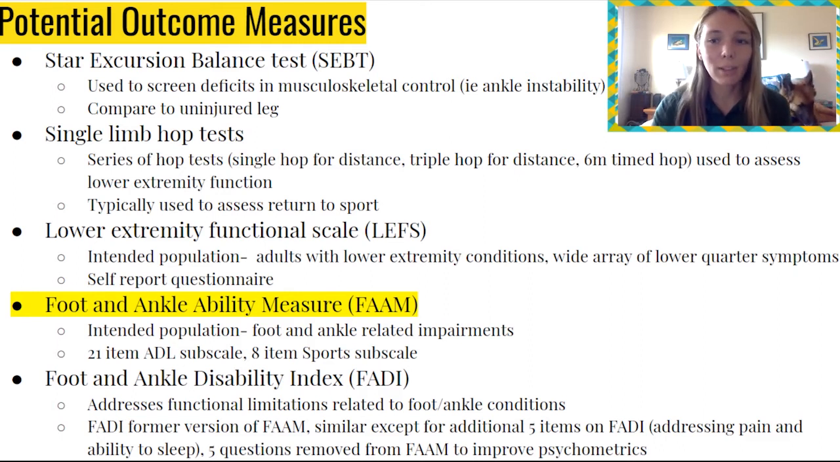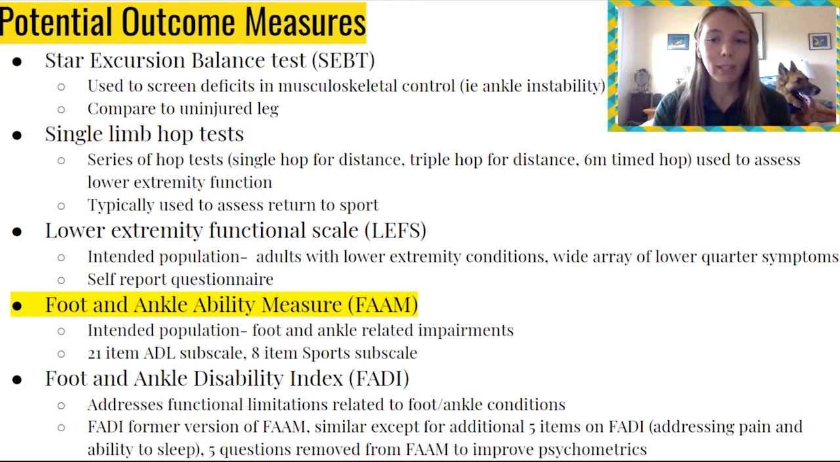The intended population of the LEFS are adults with lower extremity conditions that include a wide array of lower quarter symptoms. The LEFS is a self-report questionnaire. Next, we looked at the Foot and Ankle Ability Measure, called the FAAM. We ultimately chose the FAAM as our outcome measure.